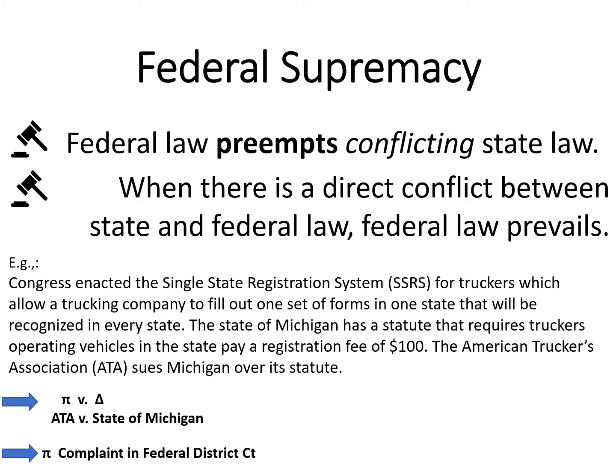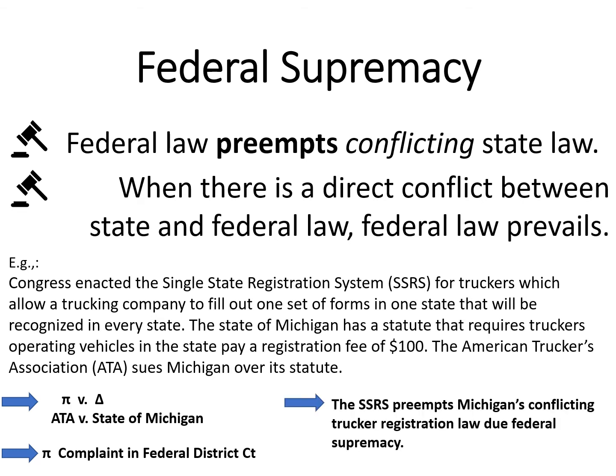So what would be the result? You've got the Michigan registration statute in direct conflict with the federal law saying you can register once. Result: the SSRS is going to preempt Michigan's conflicting trucker registration law due to the concept of federal supremacy.